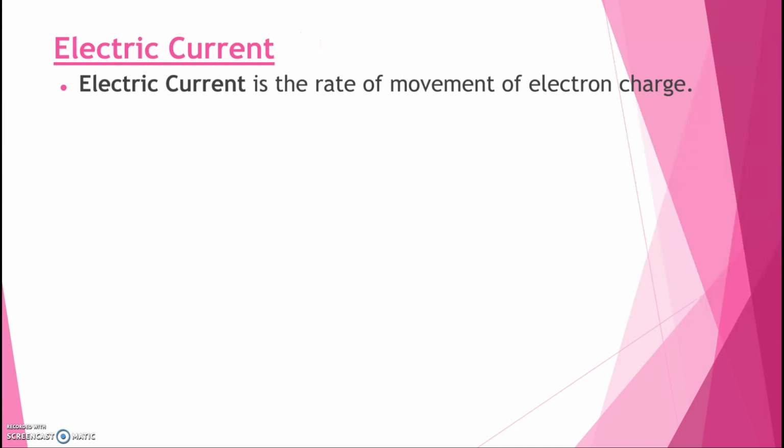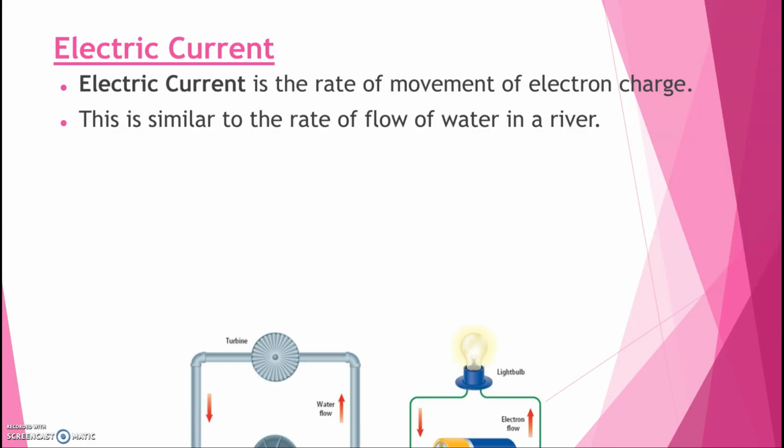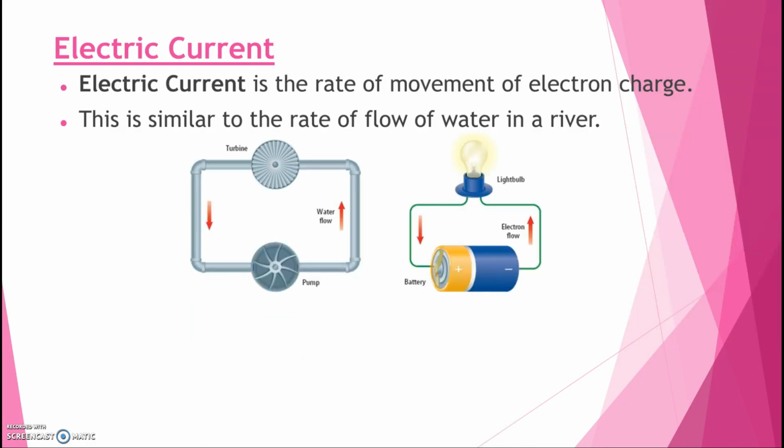The electrical current is the rate of movement of the electron charge, and this is similar to the rate of flow in water. So here's a little diagram to show you the similarities between water flowing through tubes and electrons flowing through a circuit. As you can see at the bottom, we've got the battery. That is the power source. On the left-hand side, where we're dealing with water, we've got the pump, and the pump pumps the water to allow it to flow through the tubes and then into the turbine.